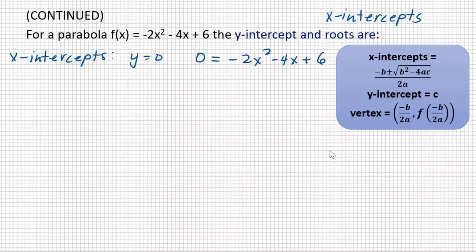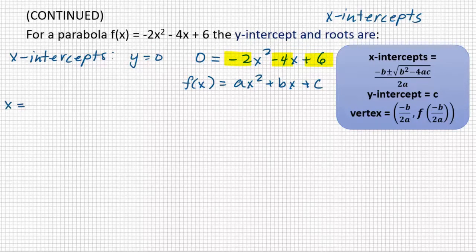We find the x-intercepts by solving negative b plus or minus the square root of b squared minus 4ac, all divided by 2a. And recall that the a, b, and c come from the standard form of the parabola, which is f(x) is equal to ax squared plus bx plus c. We previously saw that a has a value of negative 2, b has a value of negative 4, and c has a value of positive 6. Our job is now to take the values for a, b, and c and put them into the quadratic formula. That gives us our values for x.